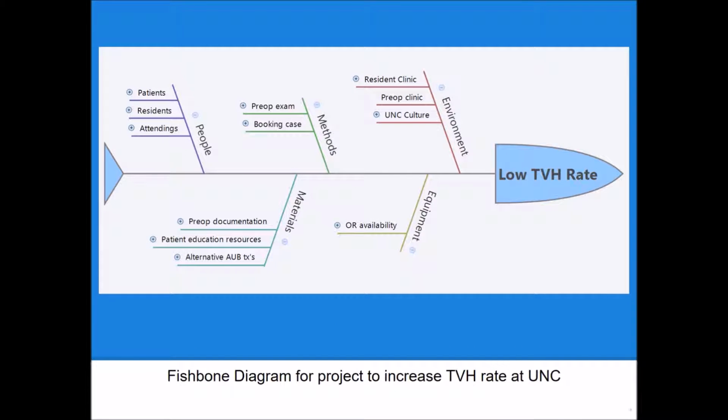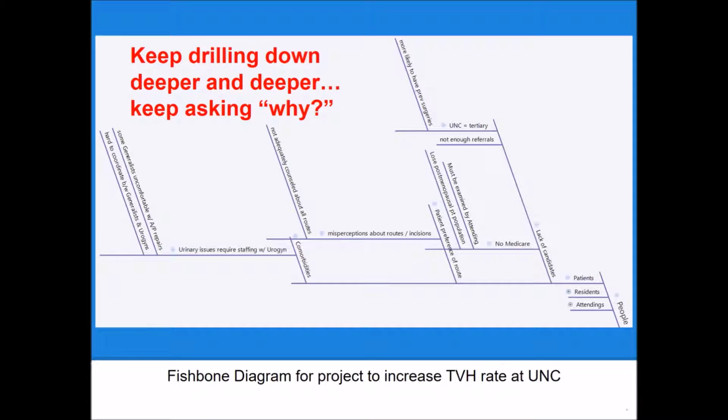Here's the overview of our fishbone diagram. We started by stating our main problem, or a lower than ideal TVH rate at UNC, in the head of our fishbone. You can see I then used the 5 generally accepted categories that we talked about for our main categories of potential causes: environment, equipment, methods, materials, and people. And then, for instance, in the people category, we came up with a couple of high-level subcategories: patients, residents, and attendings. In other words, these are subcategories which we may be able to find deeper and deeper causes that contribute to our overall problem.